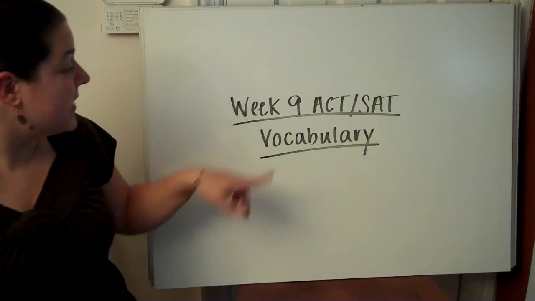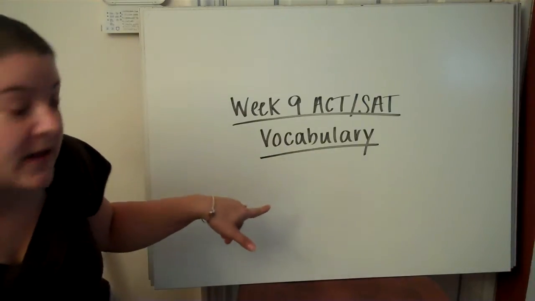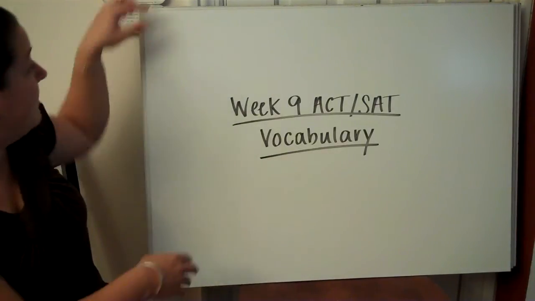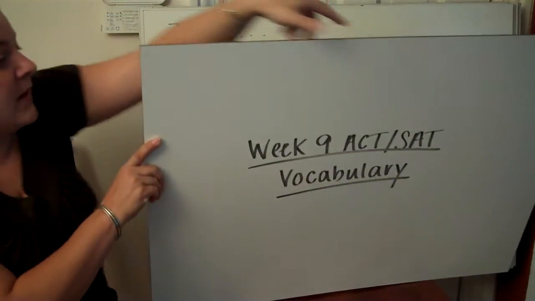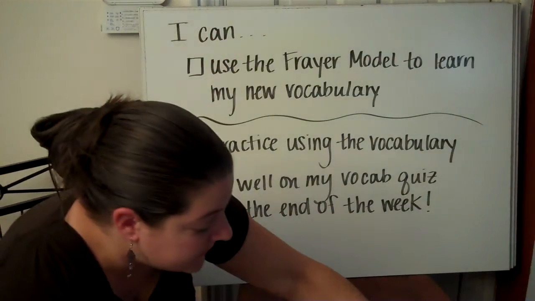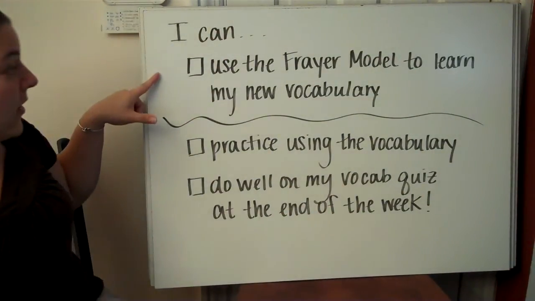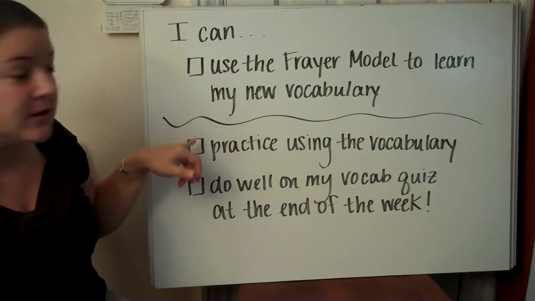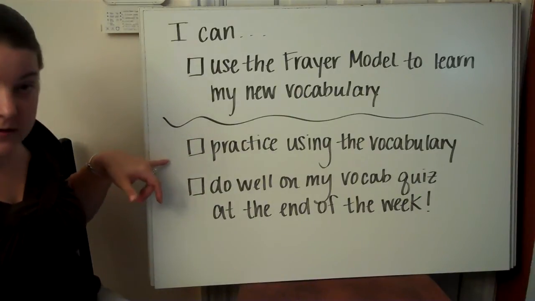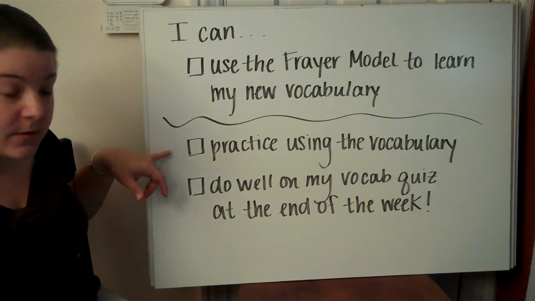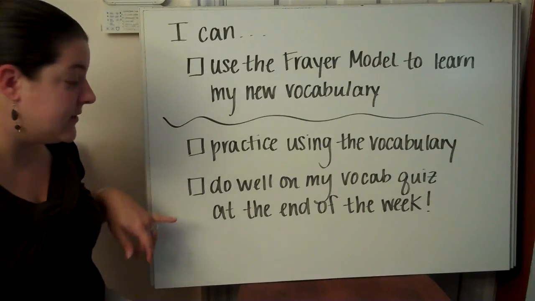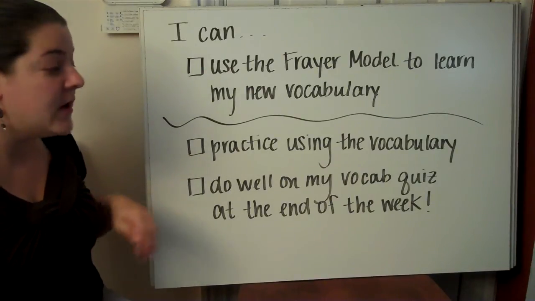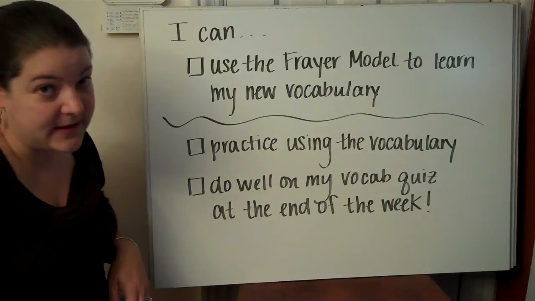Today's lesson is on Week 9 ACT and SAT vocabulary. So let's begin. Our icons for this week in this lesson are, I can use the Frayer Model to learn my new vocabulary, and then what we'll be doing in class and for the rest of the week is practice using the vocabulary and, of course, do well on my vocab quiz at the end of the week.